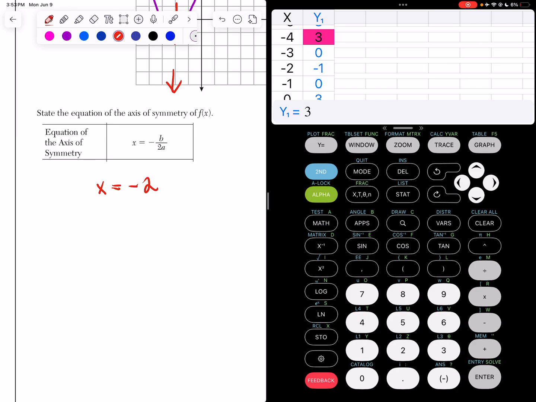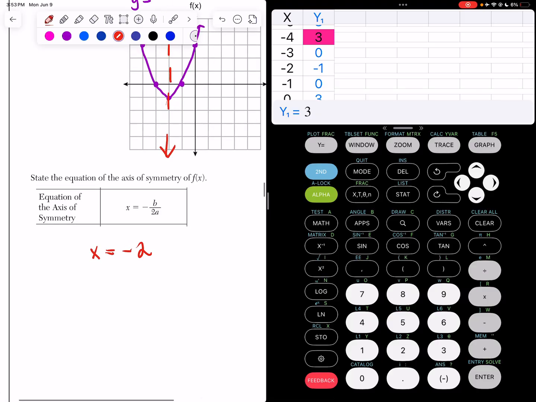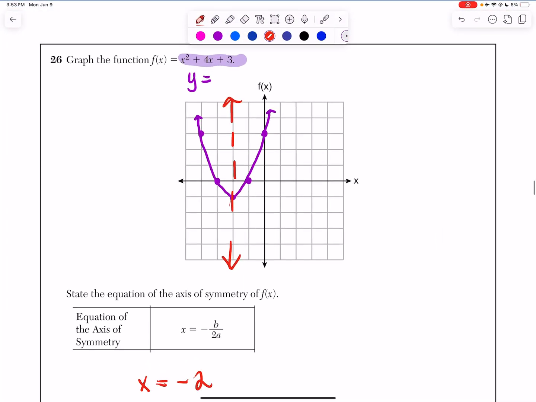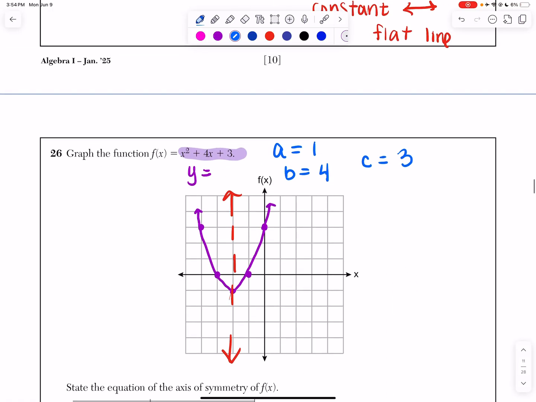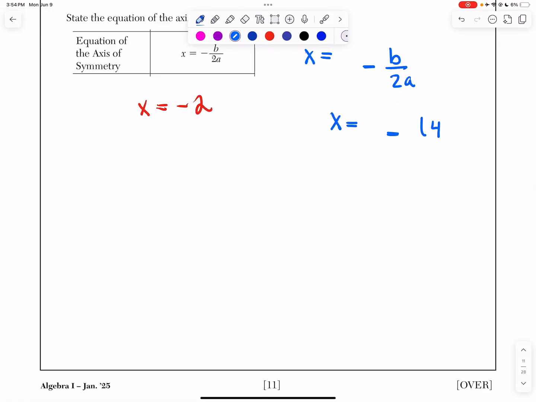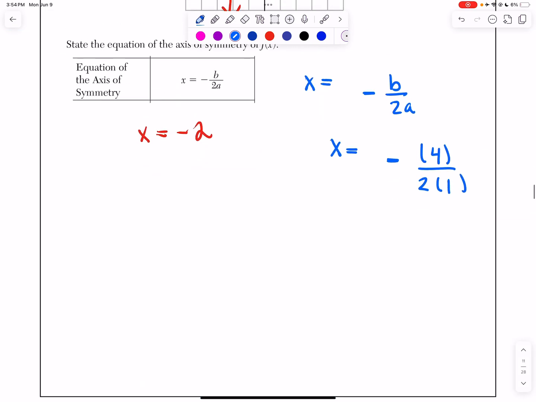Now, if I wasn't sure about that, I can just use my axis of symmetry formula. My a value is going to be 1 because that's the number attached to x squared. My b value is 4 because that's the number attached to x. And c is going to be 3. So now, if I do x equals negative b over 2a, then x equals negative, and then put in my b value, which is 4, over 2 times my a value, which is 1.